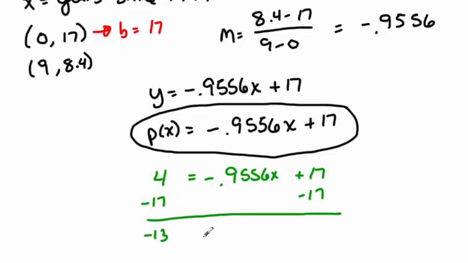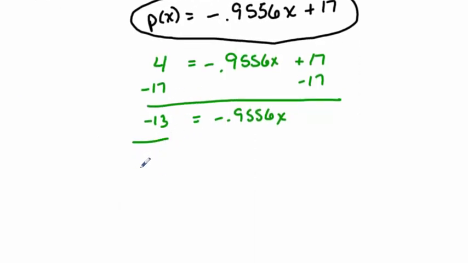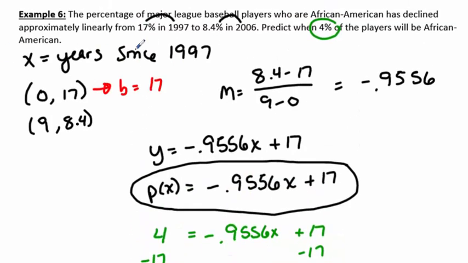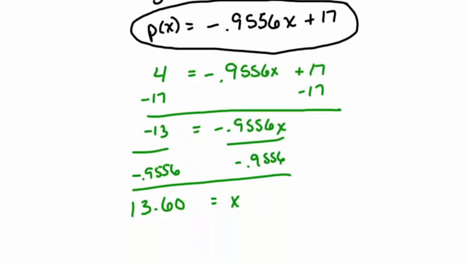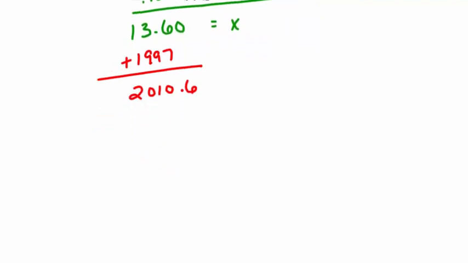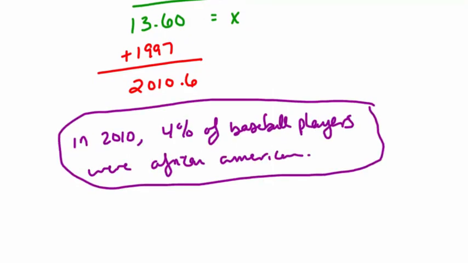Solving for x, your first step is going to be to subtract the 17. That gives us negative 13 equals negative 0.9556x. And then if you want to solve for x, you're going to divide both sides by that negative 0.9556. So I come up with about 13.604 equals x. Now go back and think about what year you chose as your starting year. Remember, we chose 1997 to be our starting year. So we're going to add that to 1997. It's going to give us the year 2010.6. So our prediction is in 2010, 4% of baseball players were African American. And that's the end of this section.